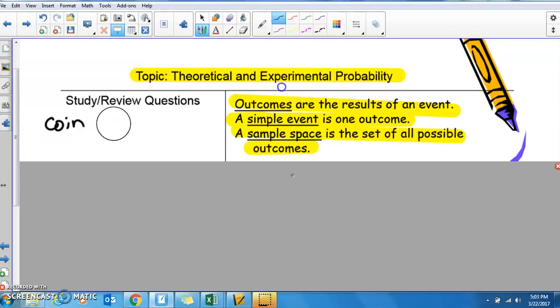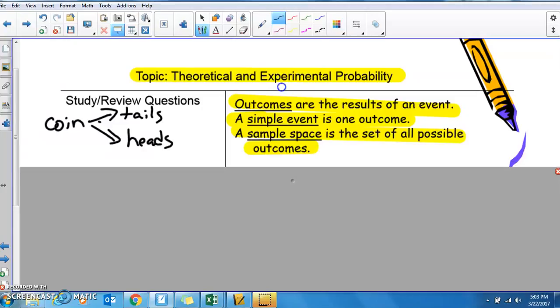All right, so you have a coin. You have two options that a coin can land on. It could land on tails. It could land on heads. When we flip that coin, we're going to get one outcome, tails or heads. That means it's a simple event. The outcomes are the two options, tails or heads. The sample space is a set of all possible outcomes. So in this case, all possible outcomes are tails or heads.